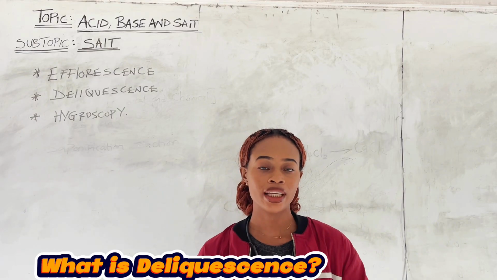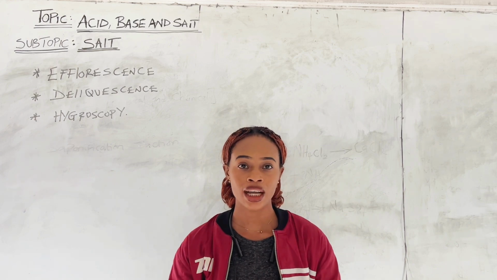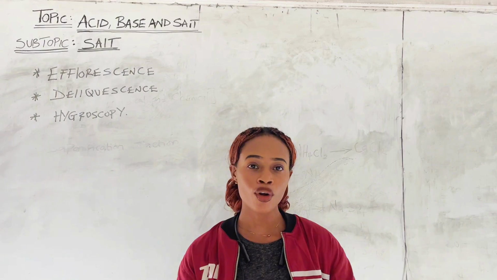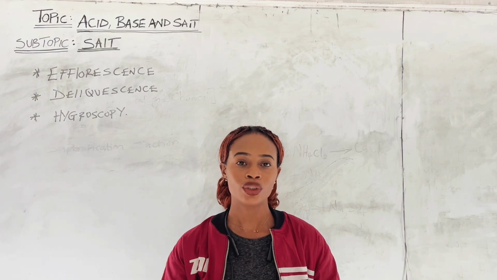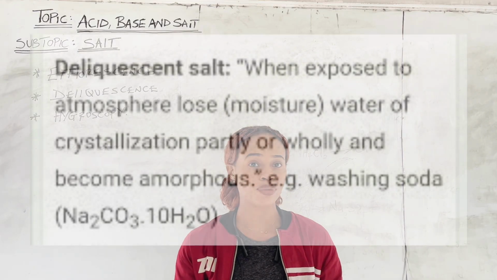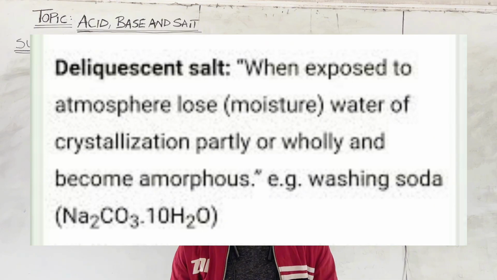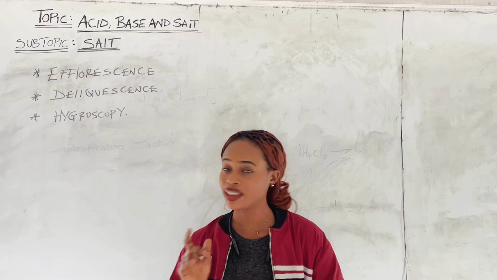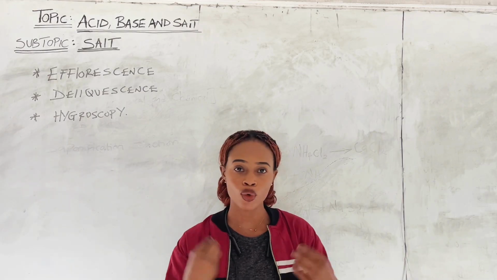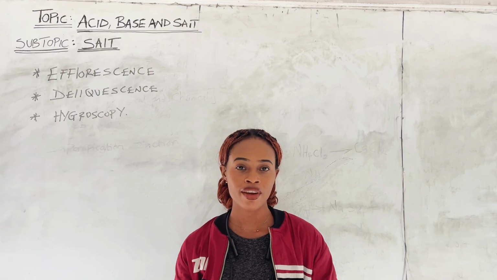Now, deliquescence or deliquescent salts are salts which absorb water from the atmosphere. So they absorb water from the atmosphere and they form solution. Okay, so deliquescent salts are salts that absorb water from the atmosphere, and they not only absorb water, they also form solution. A perfect example of a deliquescent salt is sodium hydroxide. These kinds of salts that absorb water are very useful as drying agents.